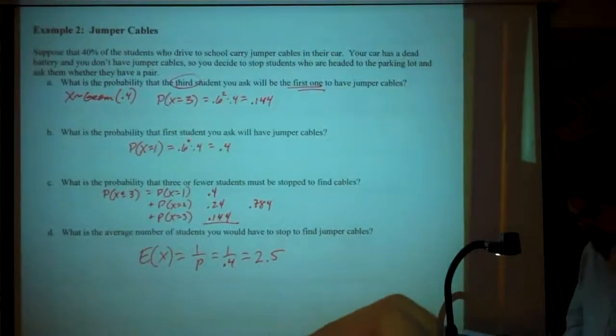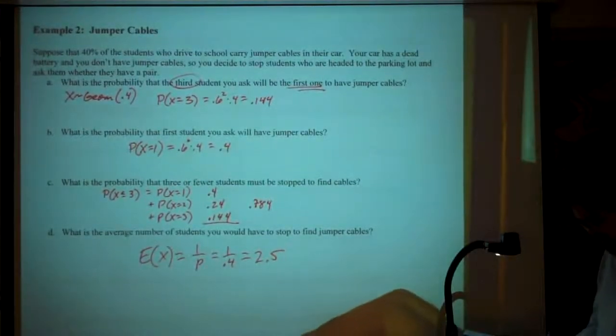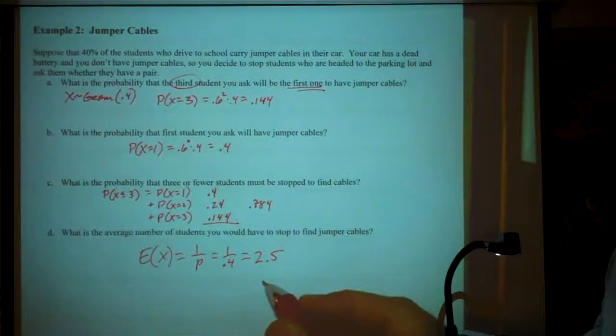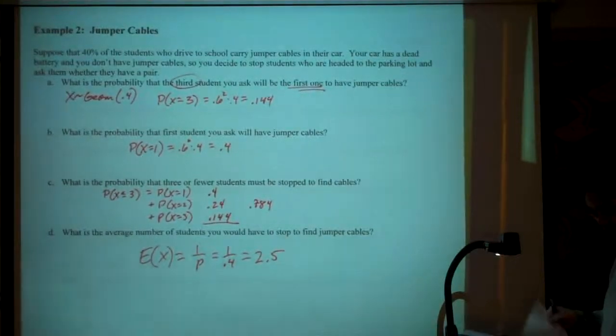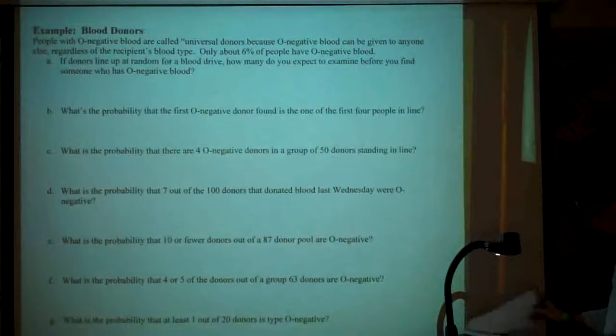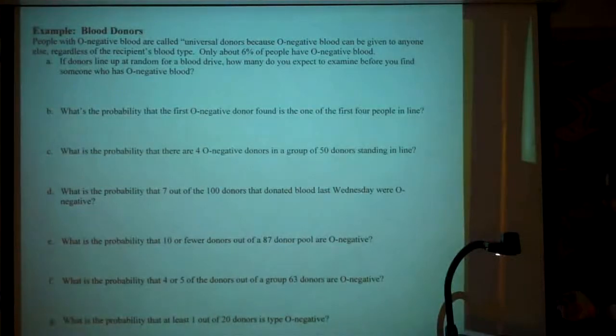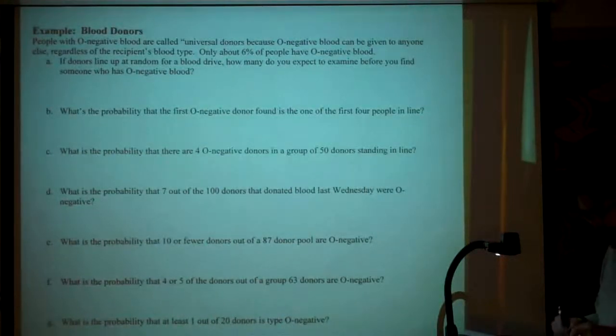So if this happens to me over and over and over again, the average number of students I'll have to stop will be 2.5 students until I finally get a clue and go out and get a new battery for my car. Okay, last example we have is blood donors.